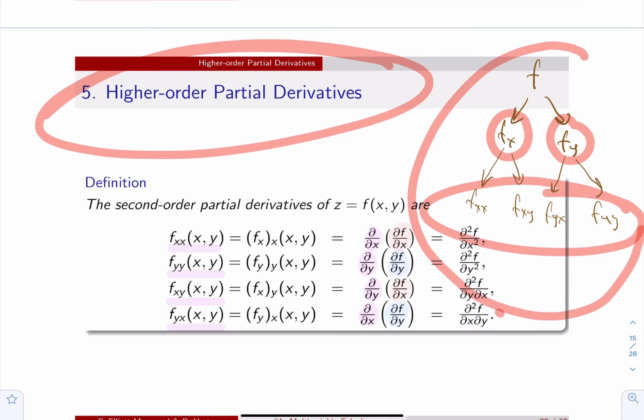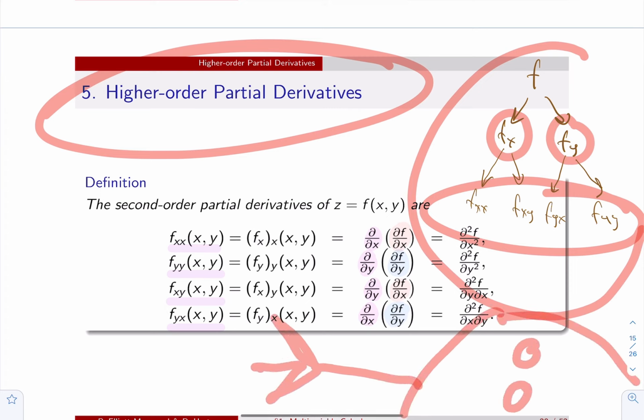Again, no new rules of differentiation. It's just like before: when you compute the second derivative, you just redifferentiate your answer. You just have to be careful not to make any mistakes in the process.